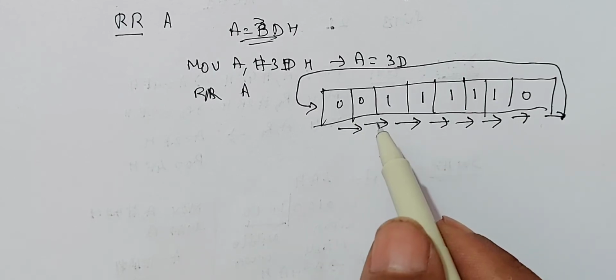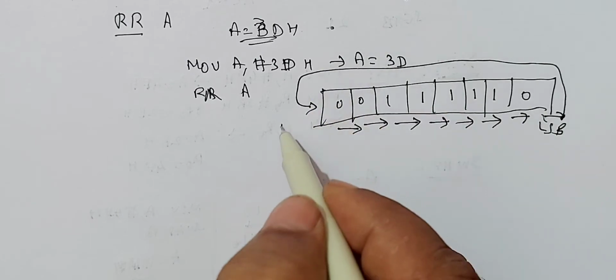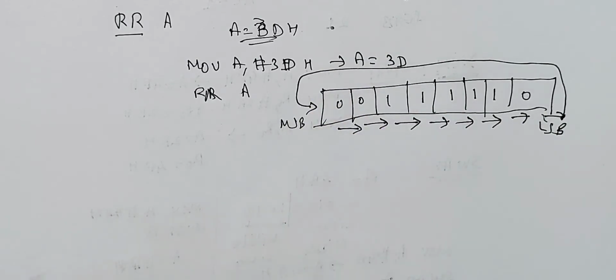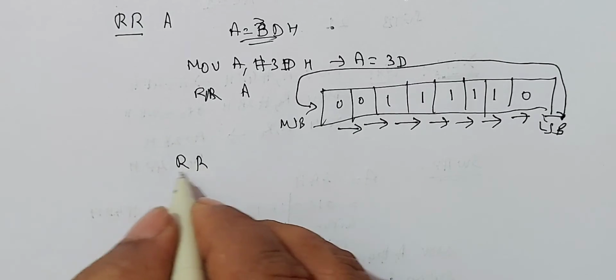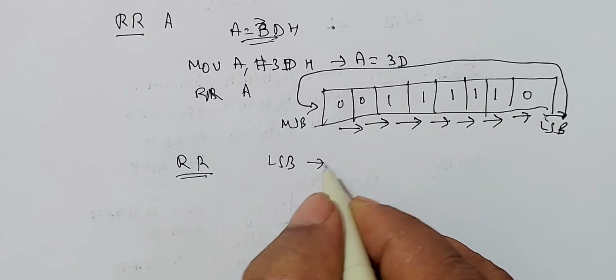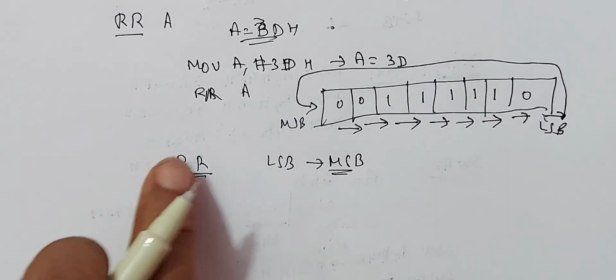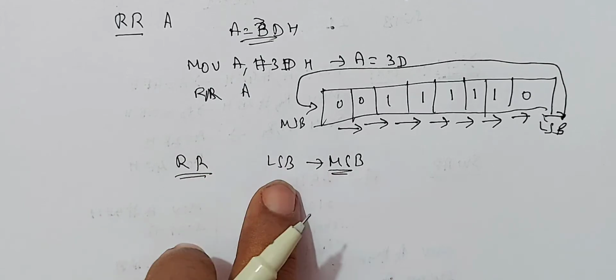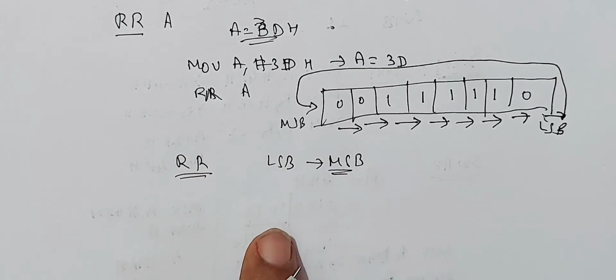When you do it for all 8 bits, this LSB goes to MSB. So in RR operations, rotate right operations, LSB goes to MSB. In RL operation, MSB goes to LSB. In RR operation, LSB goes to MSB.